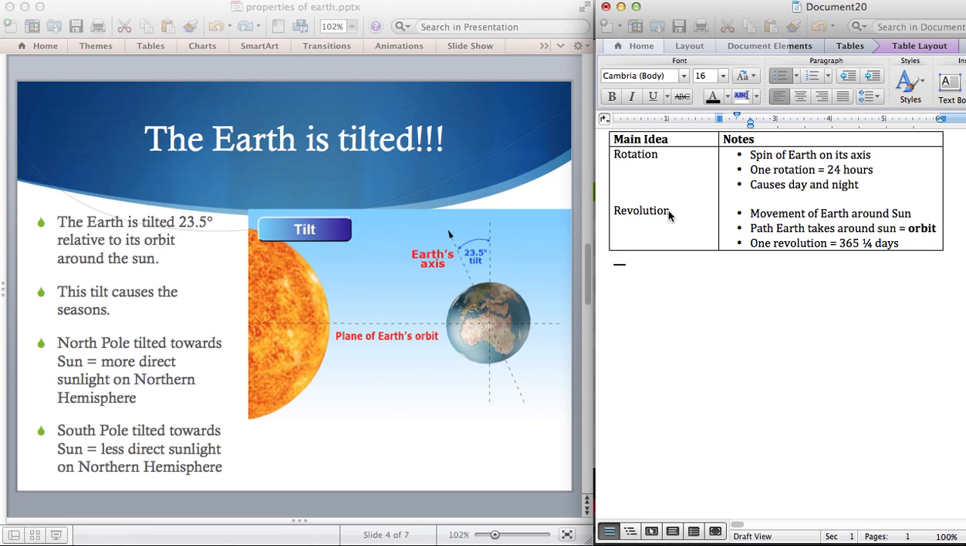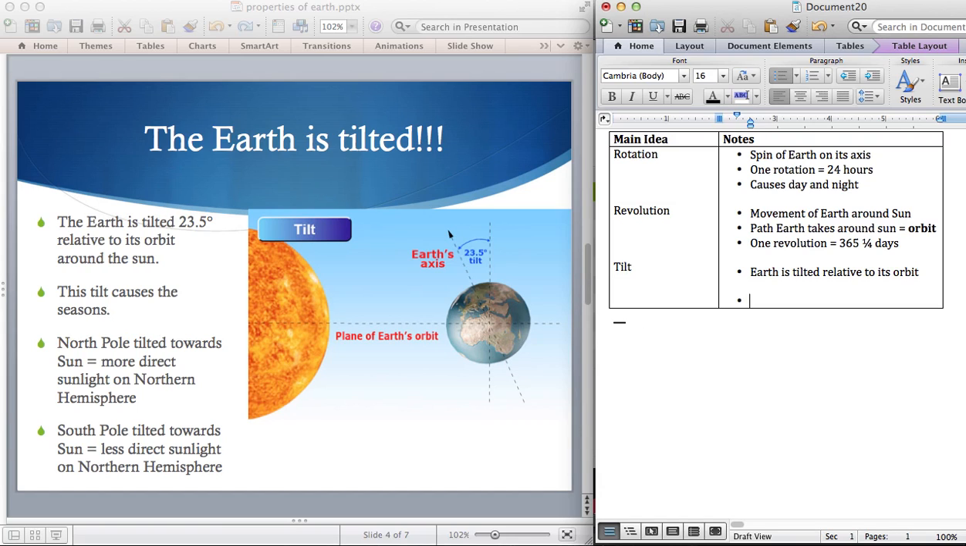Alright, this is where it gets super cool. It turns out the Earth is tilted. We think of the Earth as being kind of straight up and down in space, but the Earth is actually tilted 23 degrees compared to its orbit. So if we think of the orbit as a disk, right, the Earth is not straight up and down relative to that disk. It is on its side a little bit. So instead of being straight up and down, it's tilted. So the Earth is tilted, and we say it's tilted relative to its orbit. Right? Remember, orbit is the path. So it's tilted relative to its path around the sun. And this tilt causes the seasons.